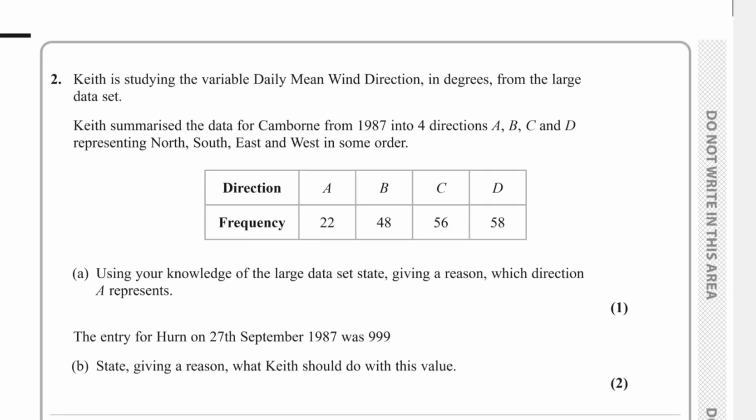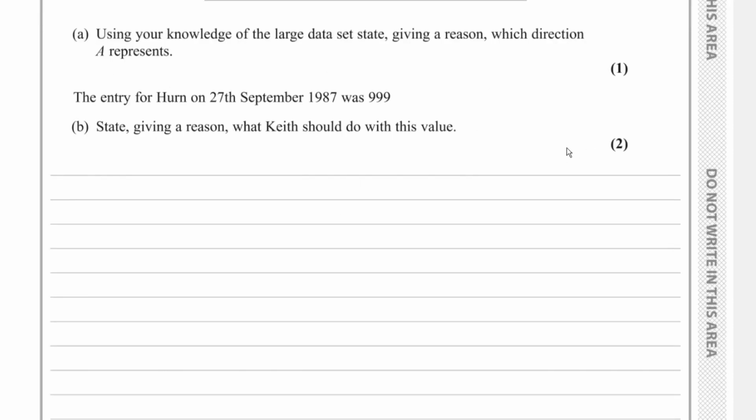Question number 2. Keith is studying the variable daily mean wind direction in degrees from the large dataset. Keith summarized the data for Camborne from 1987 into 4 directions A, B, C and D, representing north, south, east and west in some order. So we've got the direction A, B, C, D and the frequency of A, B, C and D. Part A. Using your knowledge of the large data set, give a reason which direction A represents.